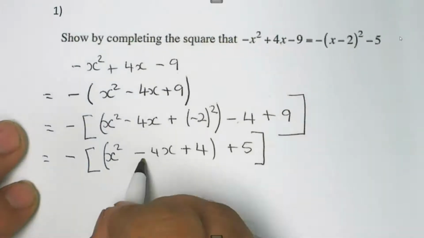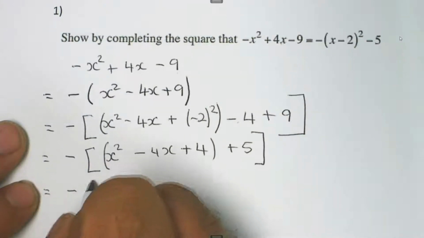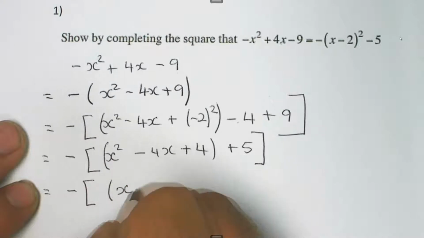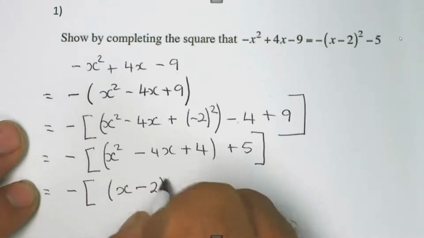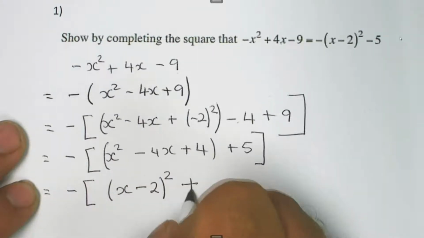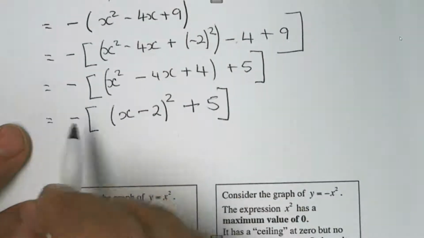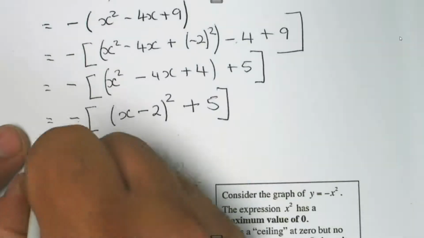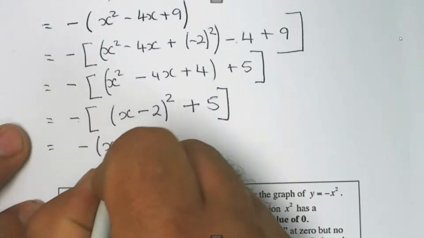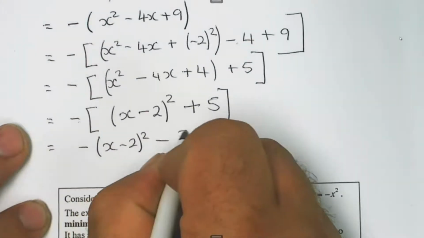Now you can find the factors of that, so it's -(x - 2)² + 5. Now if you multiply in by the a value here, the negative times that is equal to -(x - 2)² - 5.